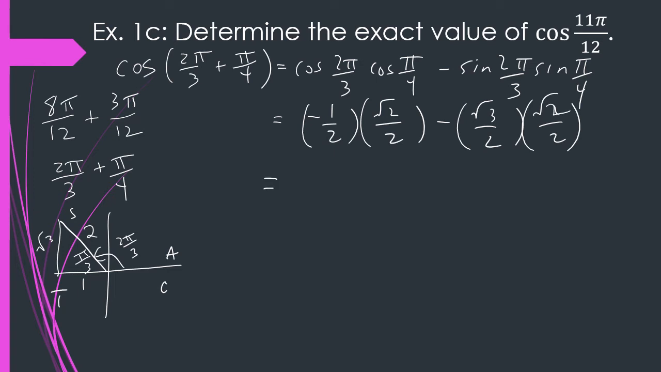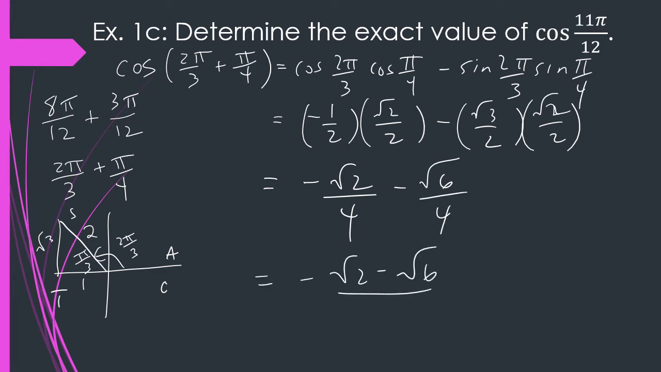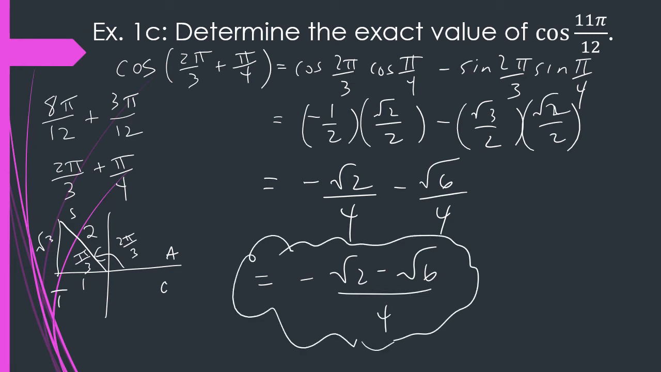Now you're just left with doing some multiplying. Negative root 2 over 4 minus root 6 over 4. Negative root 2 minus root 6, all over a common denominator of 4. And there we have our exact value, our exact solution to cos 11 pi over 12.